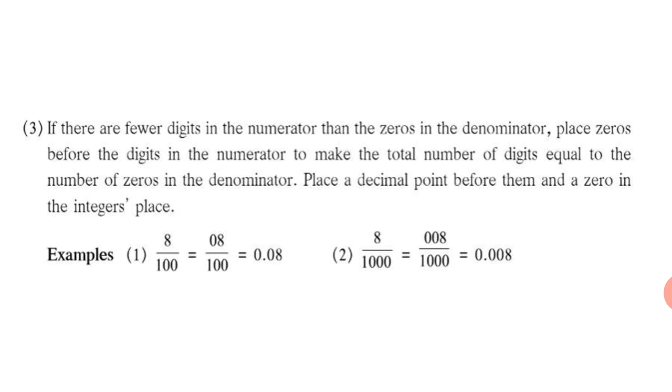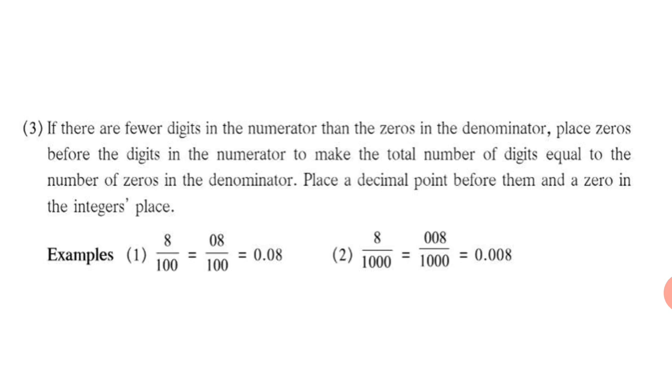If you don't write the second step, it's okay. You can directly write 8 upon 1000 is equal to 0.008. 008 upon 1000 is just for explanation. So you're free to write it if you like, or you can write the direct answer if you find it easy to do that.